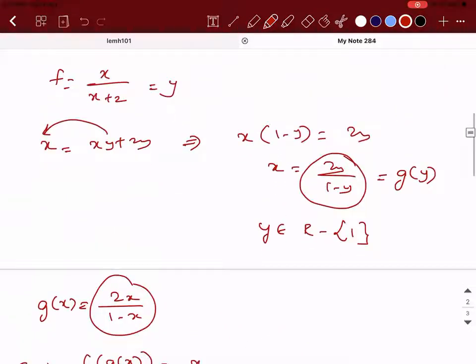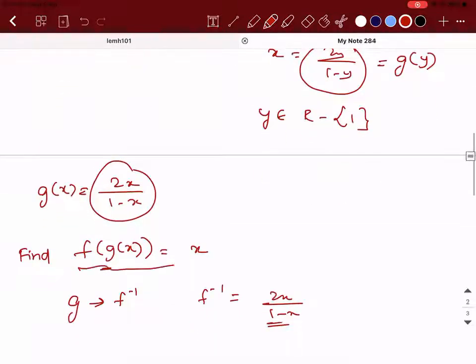So in the process of finding range, you will get x in terms of y. That y whatever you are getting, replace y with x. That will be the inverse. Just to show that this is the inverse, you will do an extra step of proving that f of g of x is equal to x. That's it.